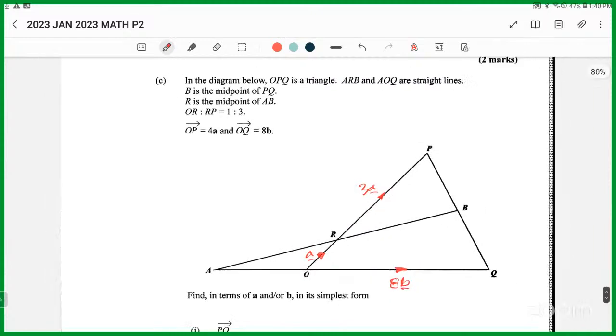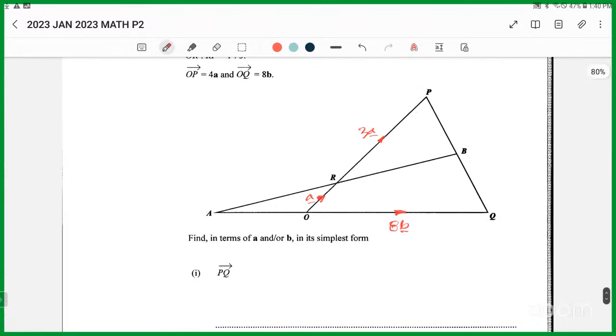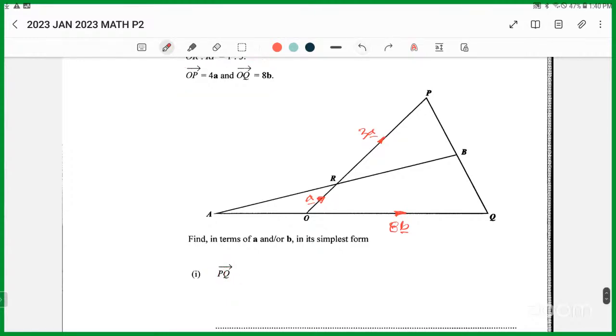All right, so put the information on it. The question says, let's find PQ. Because we have the position vector Q from right here, it's easy to find PQ. It becomes OQ minus OP, the last minus the first. So this is just equal to OQ minus OP.